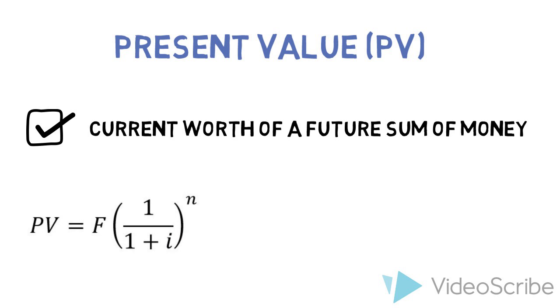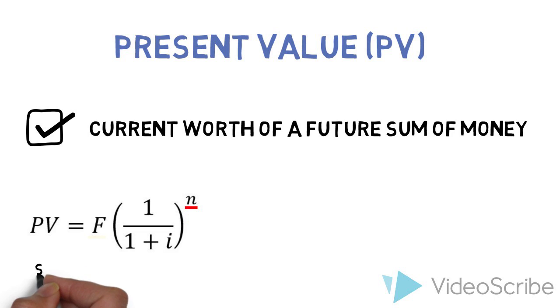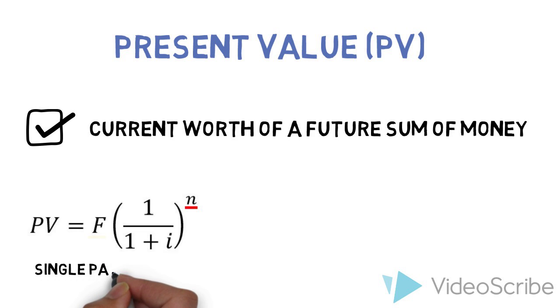This equation includes F, the future worth, value, or amount, I, the interest or discount rate per interest period, and N, the number of compounding periods. This is the equation for present value when calculating one payment at a time.